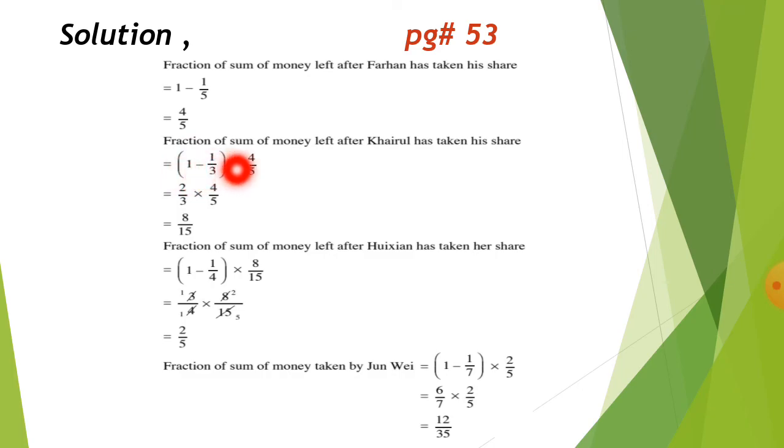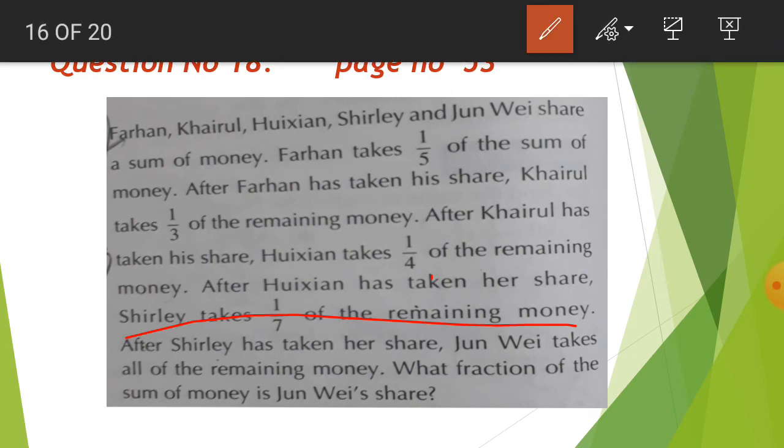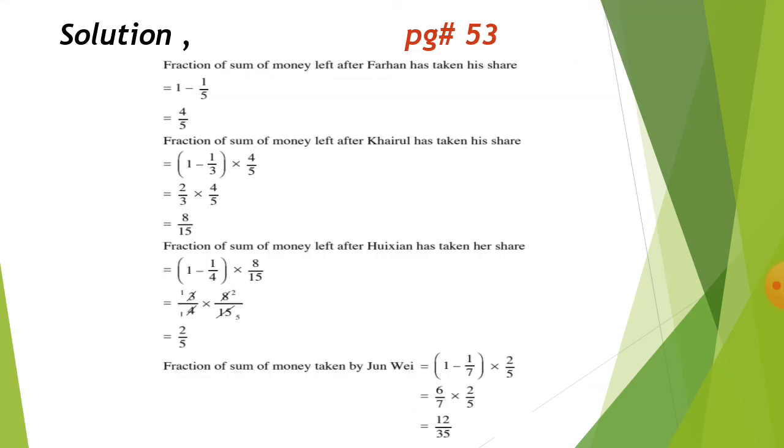The next is fraction of the sum of the money left after Harul has taken his share: 1 minus 1 over 3 into 4 over 5. From where has this 4 over 5 come? It is the share of Farhan. In the question they have said that Harul takes this much share and Farhan has also taken his share. Farhan has taken his share and Harul takes 1 over 3 of the remaining money. So it means that he is taking the share of himself and Farhan as well. That's why we are going to write this 4 over 5 as well.